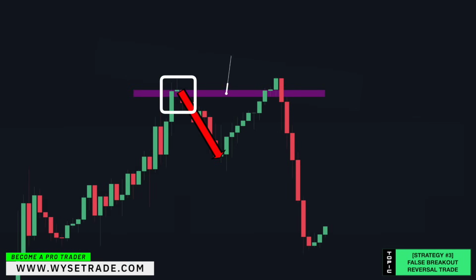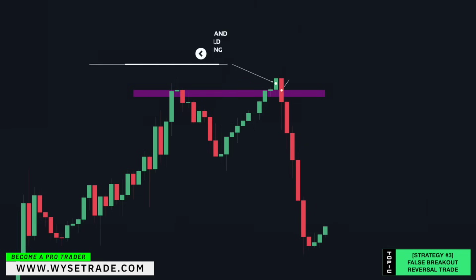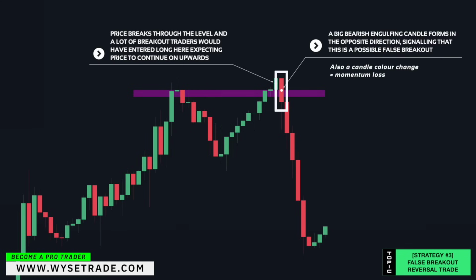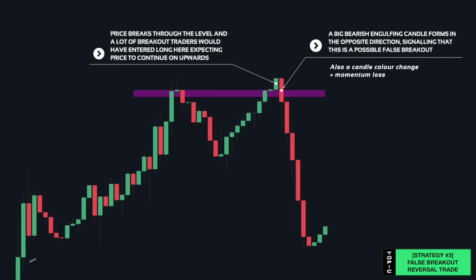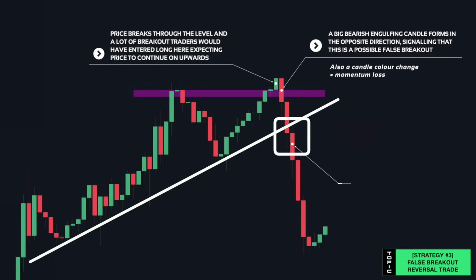This reversal point here gives you your key level. As price comes back up, it breaks through the level before a bearish engulfing candle forms. That is also a candle color change, signaling a possible false breakout. If you get an intraday trend change confirmation, you would look for short entries. You can also place a trend line like this and take continuation short trades down here.